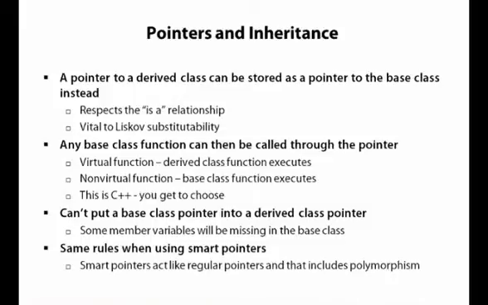Interestingly, when you use smart pointers like shared pointer and unique pointer, you can get this same polymorphism preserved, exactly the same behavior as if you were using raw pointers. Since I consider using smart pointers to be a best practice, I want to make sure that you know you're not giving anything up when you use them in an inheritance hierarchy.